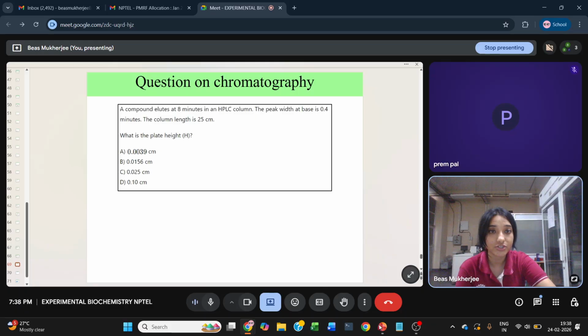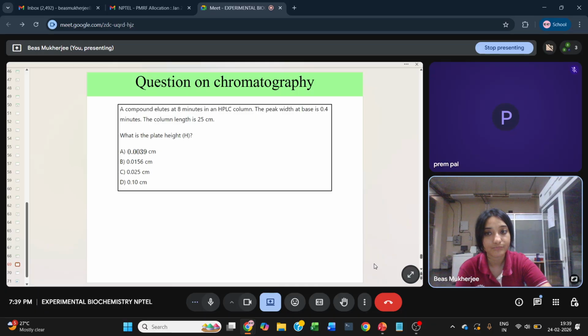We have one more question. You can try answering this, and this is the last question for today, and then we'll end the class. So a compound elutes at 8 minutes, that is your retention time, in an HPLC column. The peak width at the base is 0.4 minutes. The column length is 25 centimeters. What is the plate height? So you have to find out the number of plates and then you find out the plate height. Okay, how will you do it?